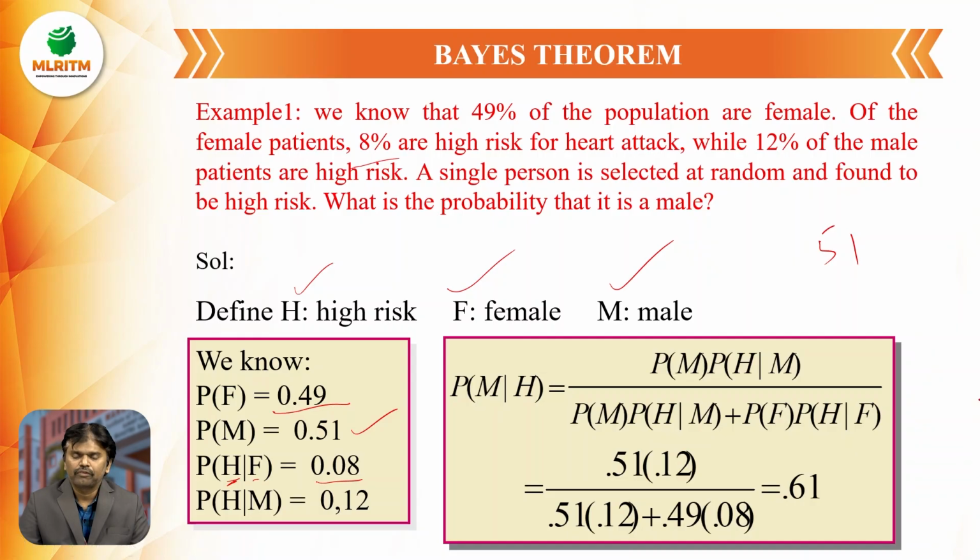Now I have to find the probability that the person is male given high risk of heart attack. This is from the Bayes theorem. P of M by H is equal to P of M into P of H by M, divided by the total probability of heart attack, P of H, which is P of M into P of H by M plus P of F into P of H by F. After substituting the values of P of M, P of H by M, and P of F, I will find the probability that the male is affected by the heart attack. This is solved by using the Bayes theorem.